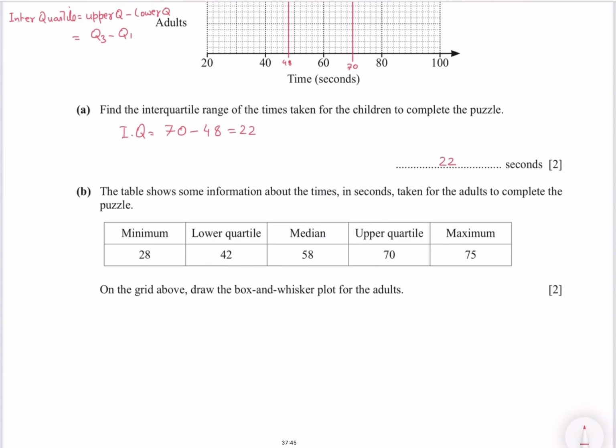On the grid above, draw the box and whisker plot for the adult. All the values are given: minimum, lower quartile, median, upper quartile, maximum. So this is a very simple question.